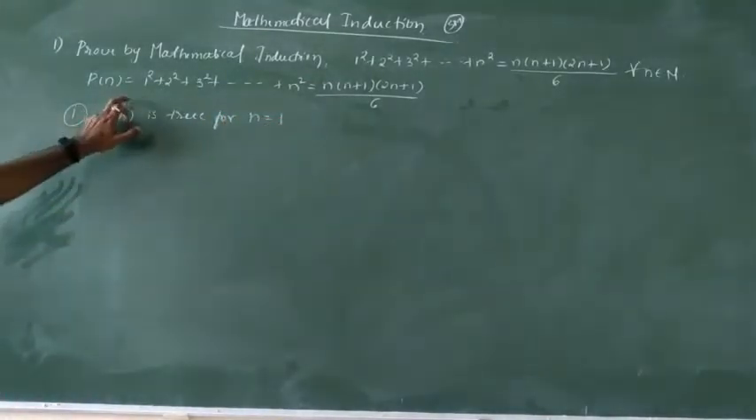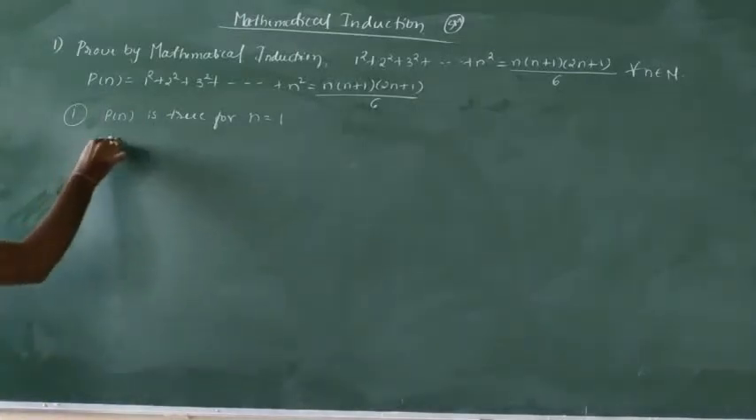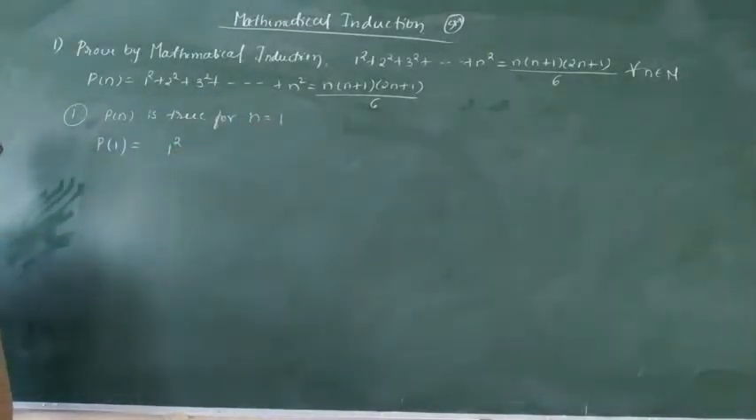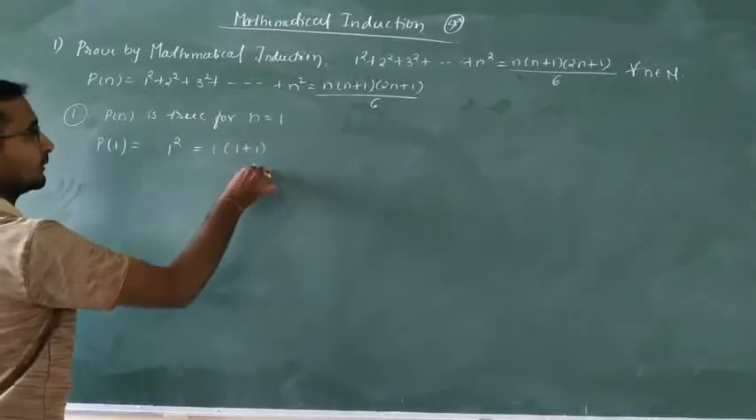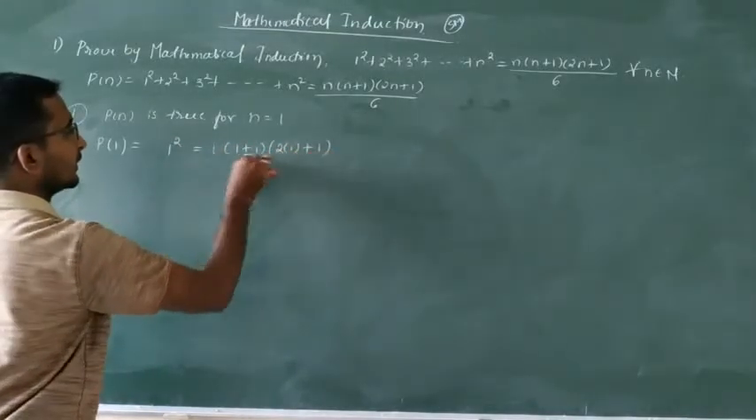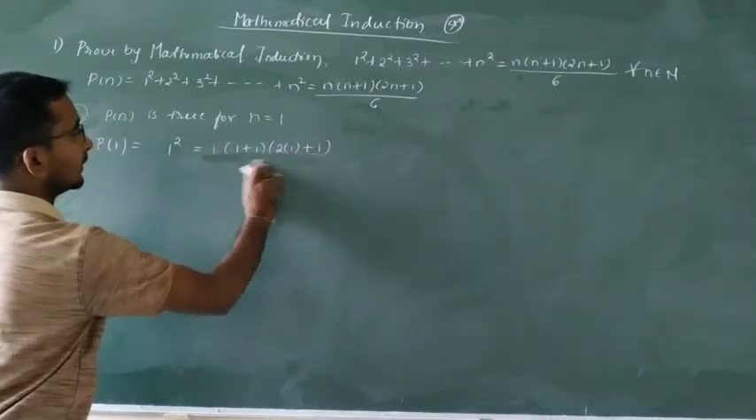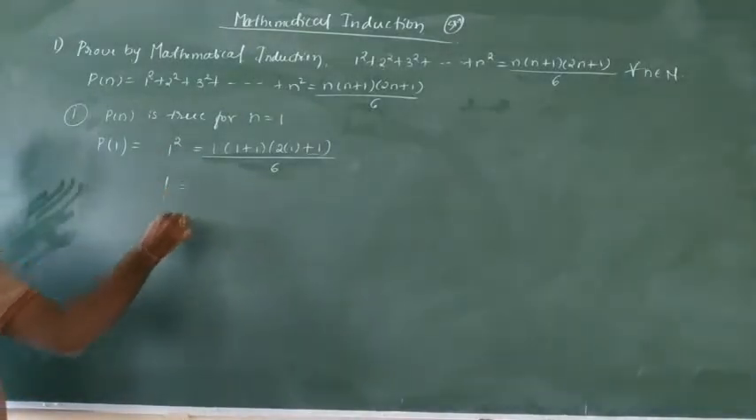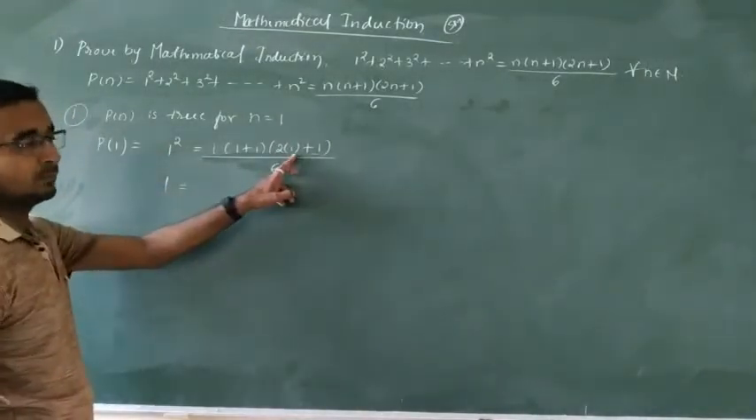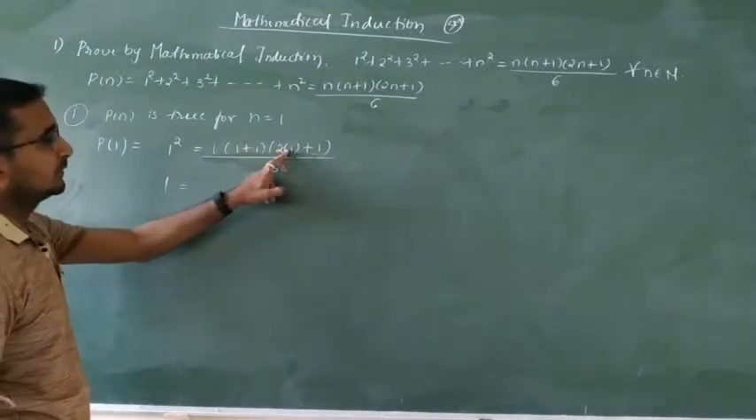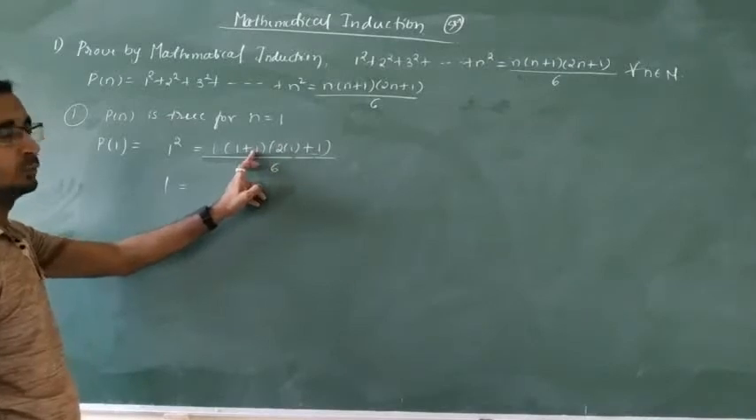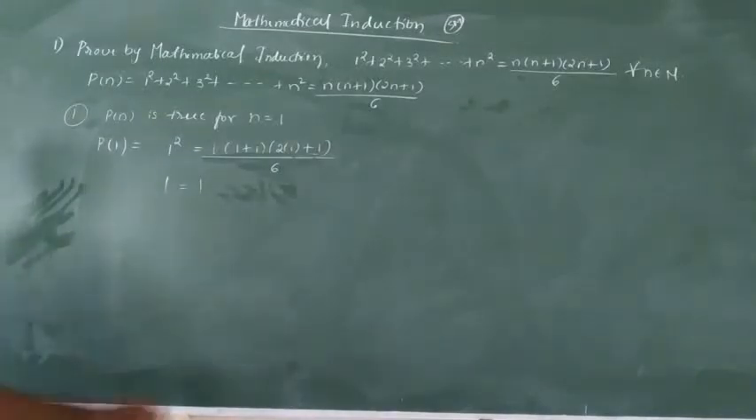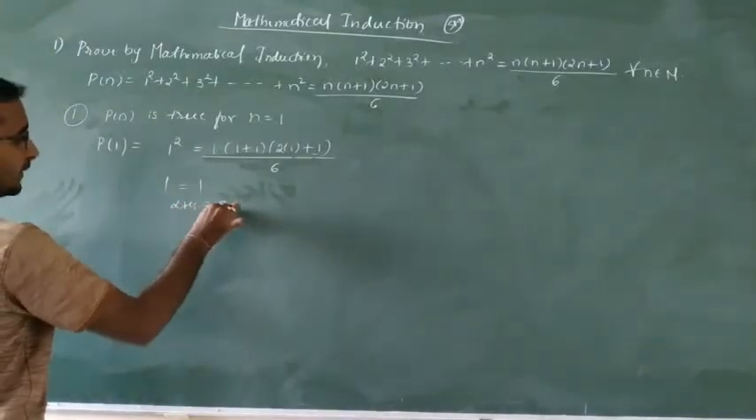In the given statement, wherever n is there, substitute it as 1. P of 1: the LHS is 1 square, which is equal to 1 into bracket 1 plus 1, 2 into 1 plus 1, divided by 6. Here 1 square is 1, and on the right, 2 into 1 is 2, 2 plus 1 is 3, 1 plus 1 is 2, 3 into 2 is 6, 6 into 1 is 6, and 6 divided by 6 is 1. Therefore, again, we can say LHS is equal to RHS. Okay?